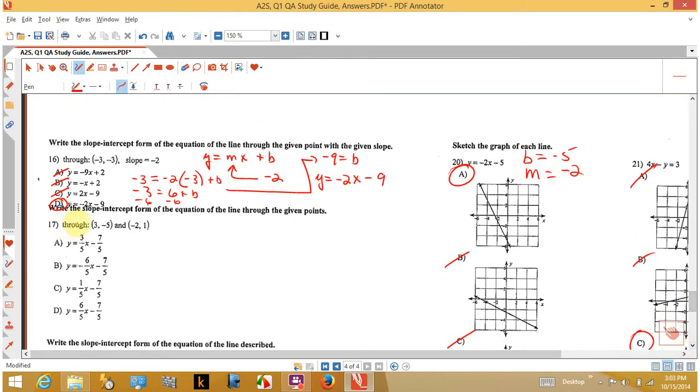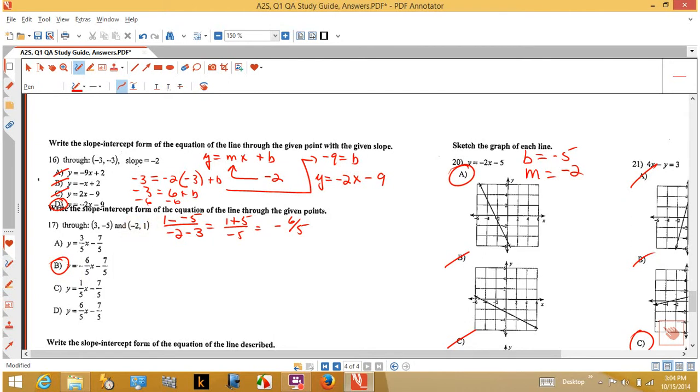It says write the slope-intercept form of the equation of a line through the given points. So I need to find the slope of this line. It doesn't give it to me like the one up there. So here's the slope: 1 minus -5, over -2 minus 3, which is 1 plus 5 all over -5, or -6/5. So I'm looking for something that has -6/5. Well, we can already see there's only one of those. That would be B. Let's go ahead and carry this out like I did above.